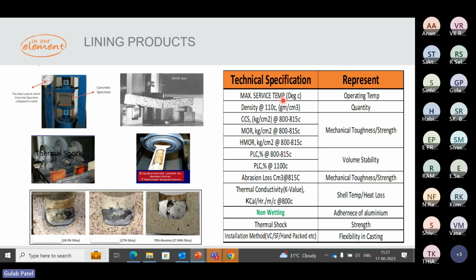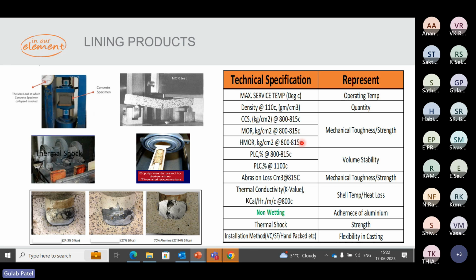So you have to see the maximum service temperature, which shows the operating temperature, meaning up to what temperature those products can work efficiently. The density is related to the quantity, but after that, if you want to see the mechanical strength of your refractory castable, there are three parameters: CCS, MOR, and HMOR. Basically, HMOR is the most important parameter, because HMOR is the hot modulus of rupture, which shows that the product has strength in hot conditions. So you require the strength of the product at operating conditions. So HMOR data is very important.